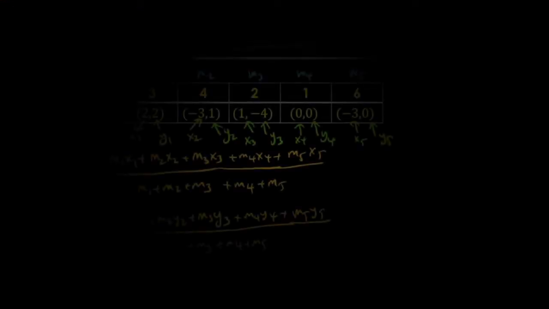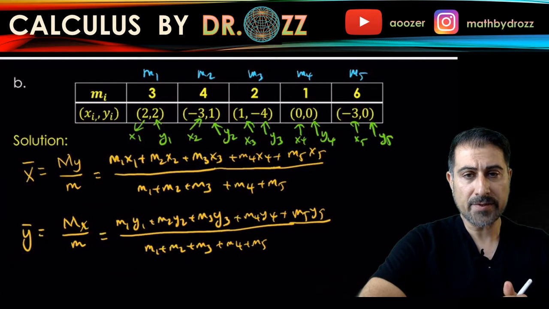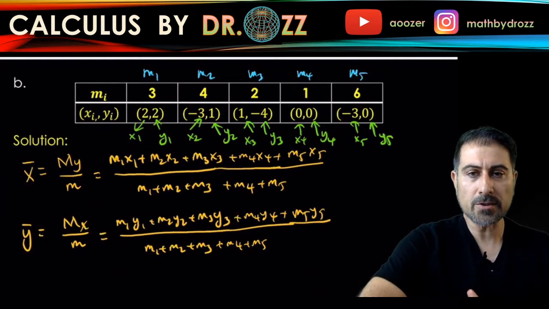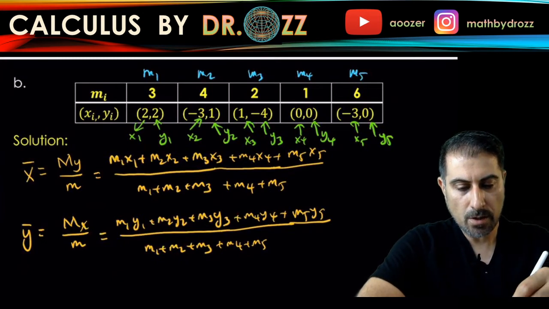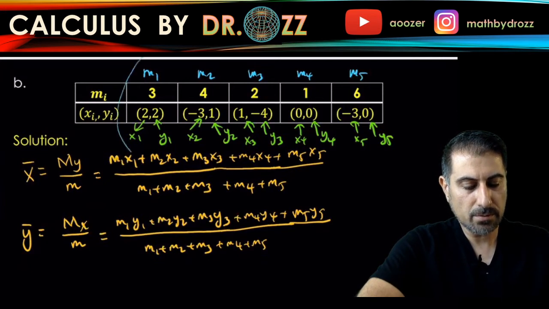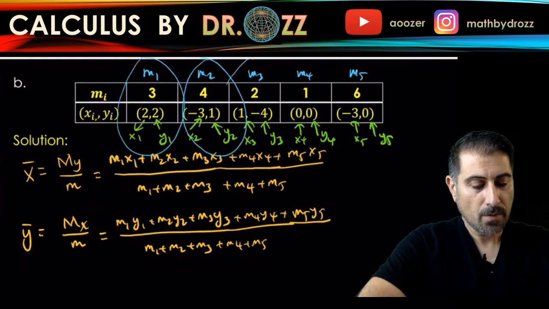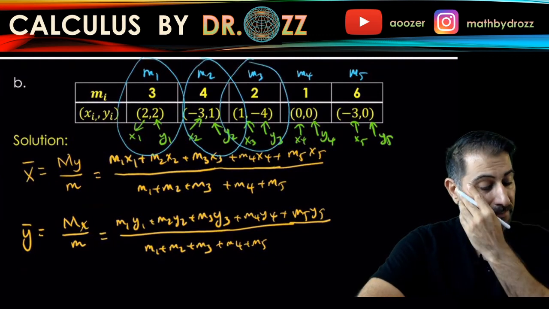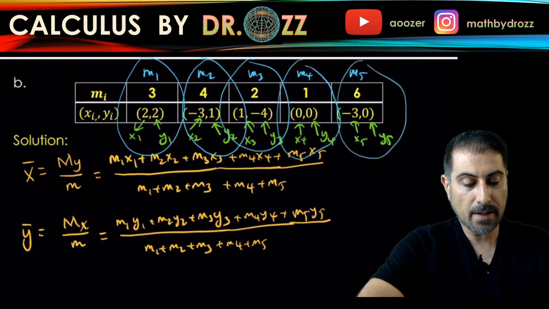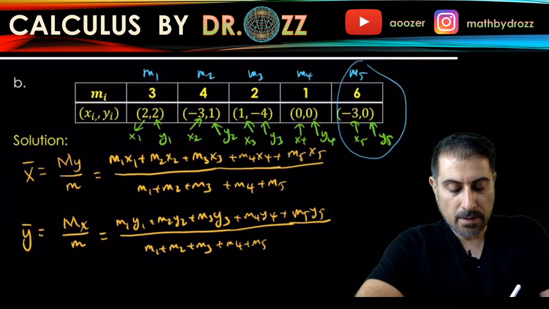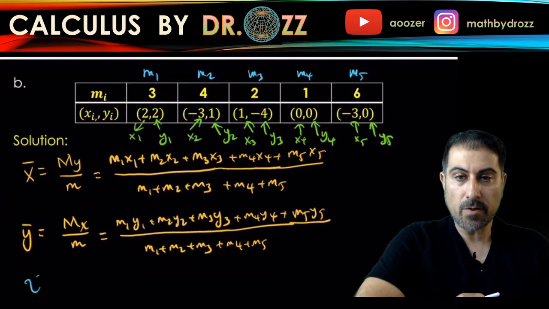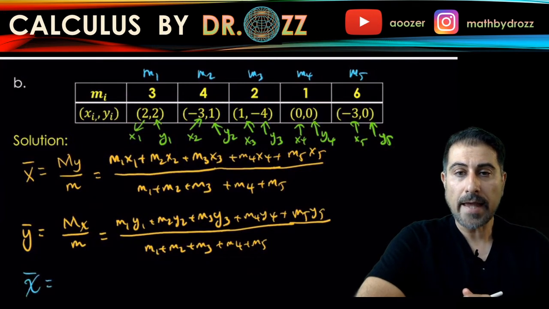All right, so I just copied the formulas down. This time we have 5 masses, and for that reason we have 5 different locations here. And we have M1, X1, Y1 here. Okay, M2, X2, Y2, M3, X3, Y3, M4, X4, Y4, and M5, X5, and Y5. So all I'm going to do now is to plug in Mi, Xi, and Yi all the way back into the formulas here.